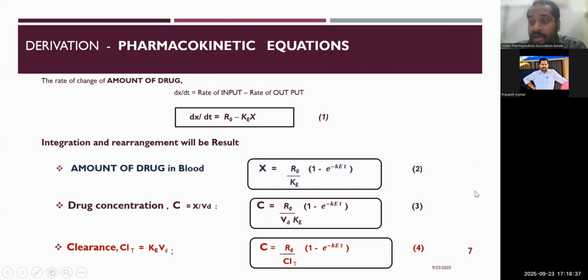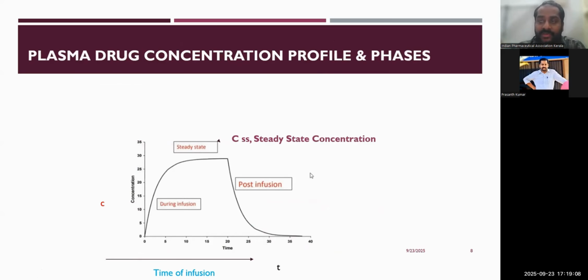And what you have already studied, clearance is the parameter which depends upon both KE and VD. So you can replace this KE VD in terms of total body clearance, as you can see, CLT. So we have the equation for concentration of drug following IV infusion: C = R0/CLT into (1 - e^(-KET)). So we have studied the various equations to describe the plasma drug concentration.